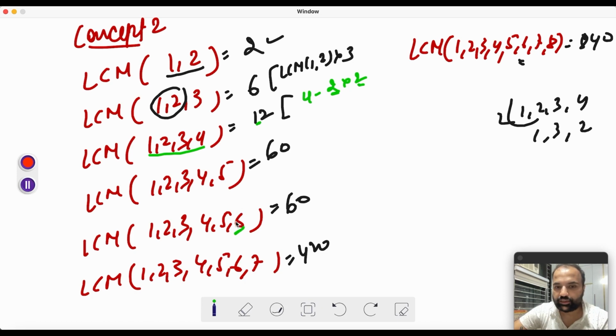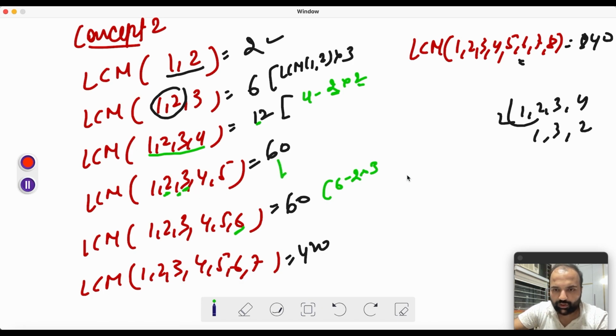What is 6? 6 is 2 into 3. Now do you see, in our previous form we already had this 2, we already had this 3. So we have not added anything new. Although the number 6 has appeared, it is an existing number over here because it has everything. 6 is what? 2 into 3. So it's already there. We have already calculated this.